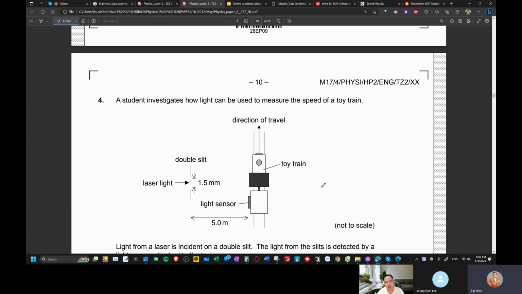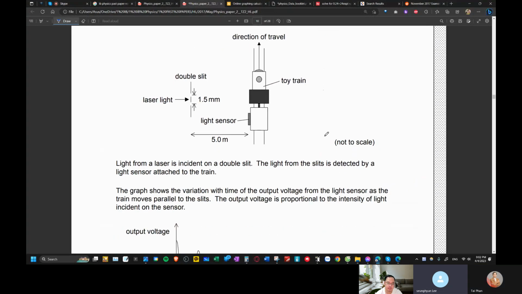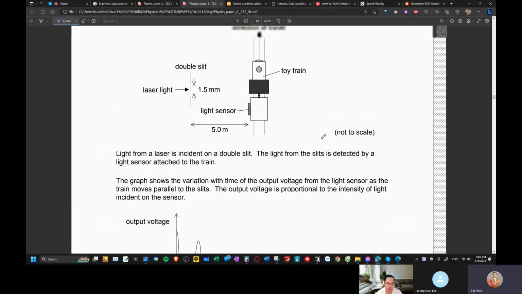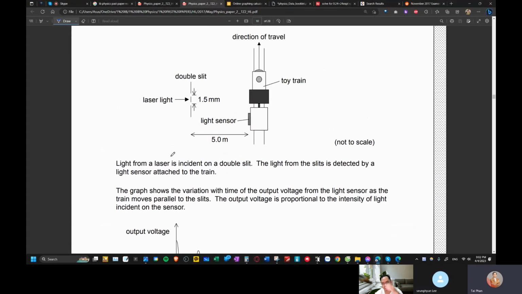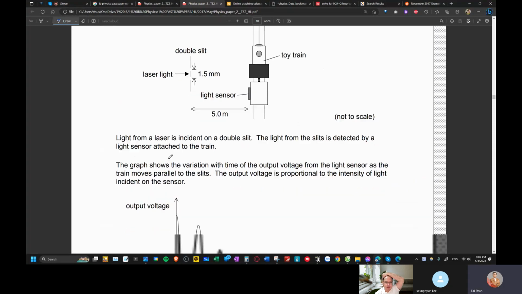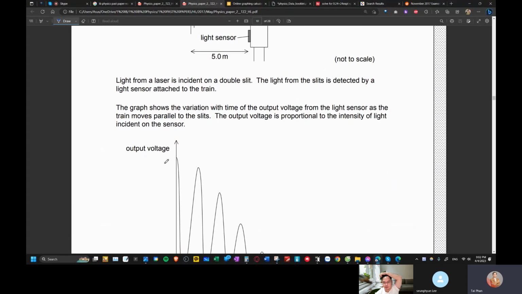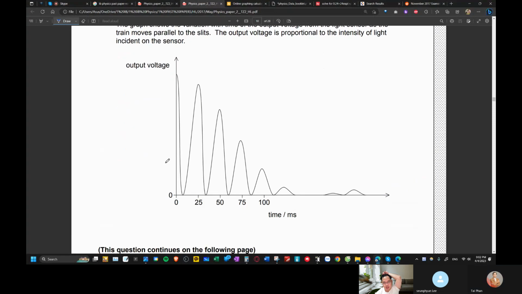Next one, question 4. Investigate how light can be measured using the speed of the toy train. This was the question that I got wrong, like most of it. Light from a laser is incident on the double slit. The light from the slit is detected by a light sensor attached to the train. The graph shows the variation with time of the output voltage from the light sensor as the train moves parallel to the slits. The output voltage is proportional to the intensity of light incident on the sensor.